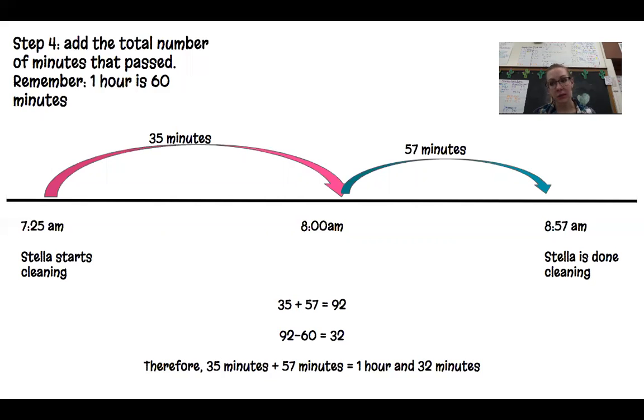This is where it gets a little bit trickier for the third graders. We have to add up the number of minutes, which is 92. Since 1 hour is only 60 minutes and 92 is bigger than 60, we have to find the difference. So I took 92 and subtracted 60. I took out the hour that I know is there, and I was left with 32 minutes. So that means that 35 minutes plus 57 minutes is 1 hour and 32 minutes.